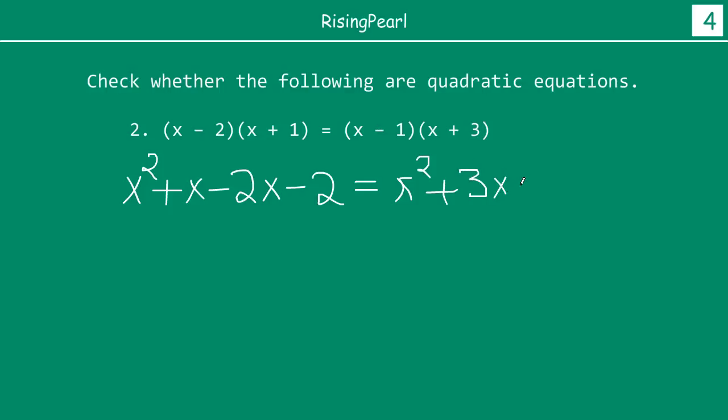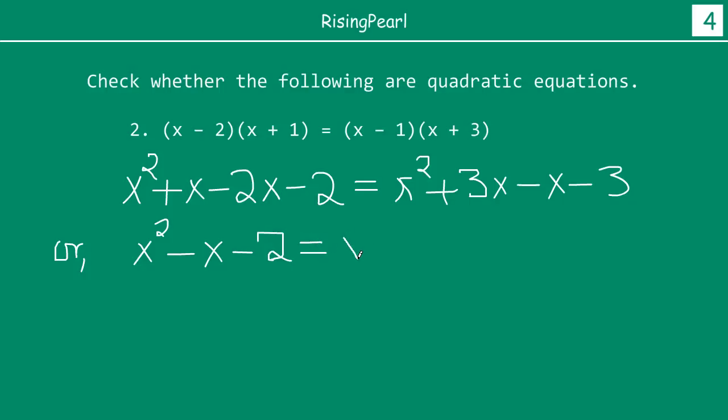Minus 1 times x will be minus x. Minus 1 times plus 3 will be minus 3. So first we are going to solve the left hand side and the right hand side separately, and then we will convert them in the standard form. So here we have x squared plus x minus 2x is minus x, and then we have minus 2.